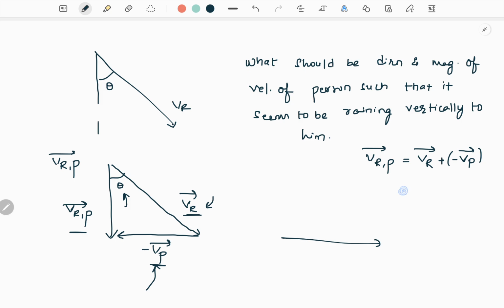If you see there, Vr is like the hypotenuse, and Vp is the side opposite to theta. Which trigonometric ratio contains the opposite side and hypotenuse? Sine theta. Sine theta is equal to the opposite side, which has magnitude Vp, divided by the hypotenuse. So the person should be running with a speed of Vr sine theta in the right direction. Then the rain with respect to that person seems to be falling vertically downwards.